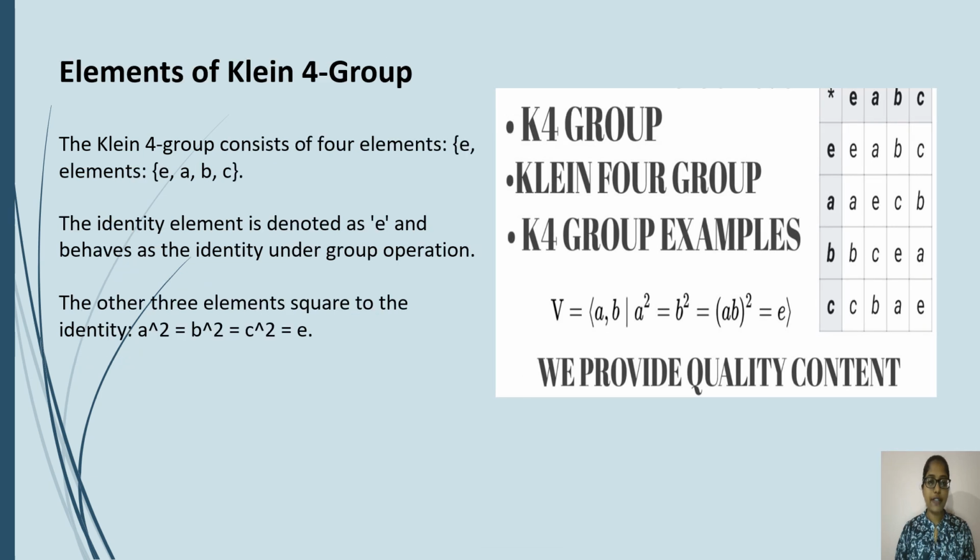Elements of the Klein-4 group. The Klein-4 group consists of 4 elements. The elements are e, a, b and c. The identity element is denoted as e and behaves as an identity under the group operation. The other 3 elements square to the identity: a squared equals b squared equals c squared equals e.